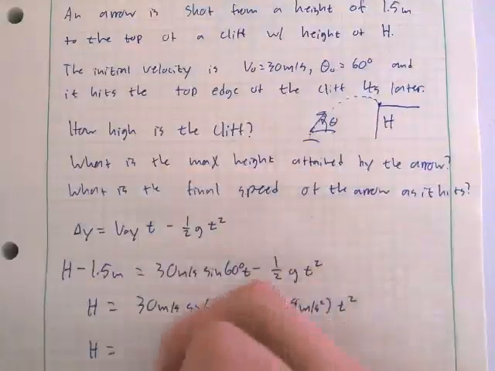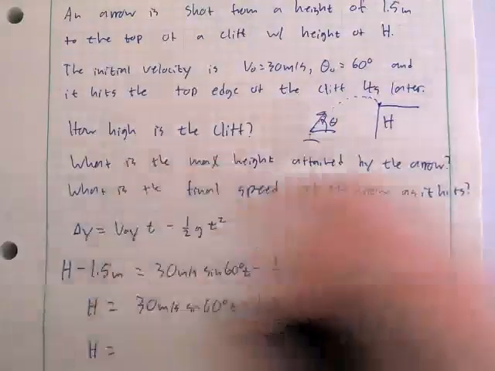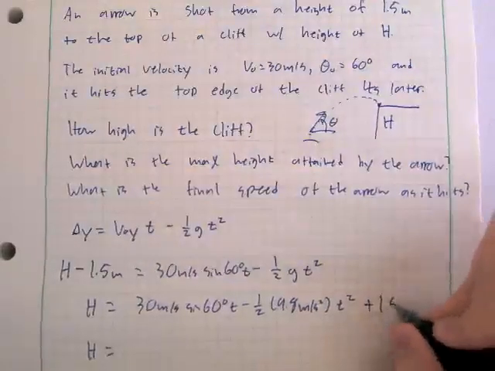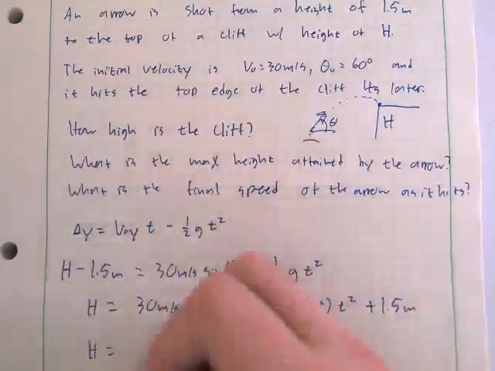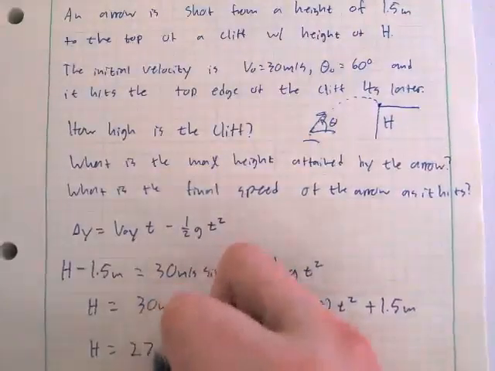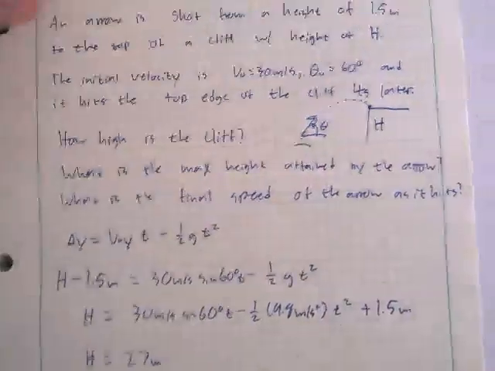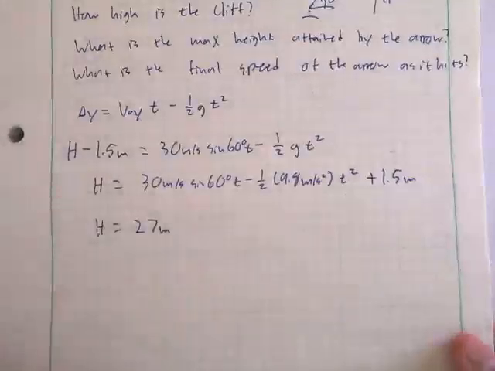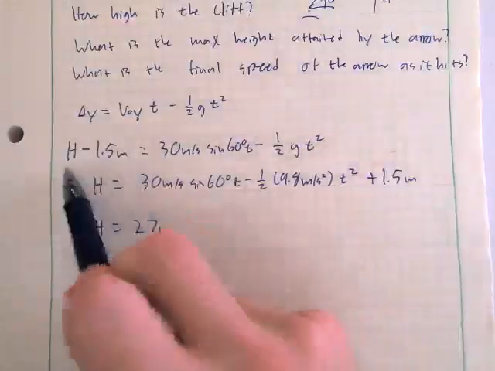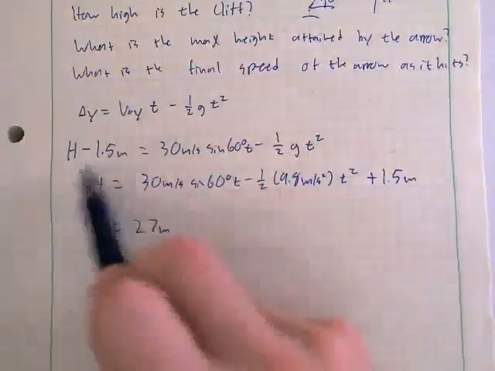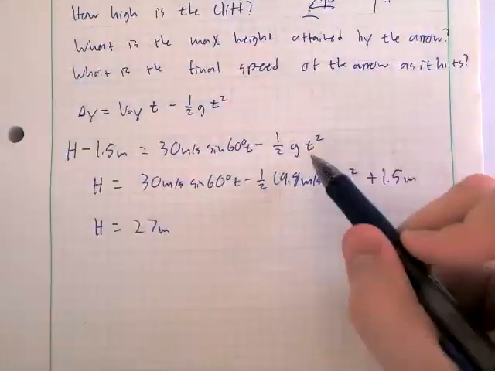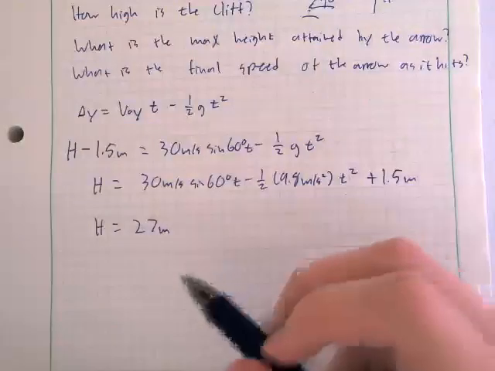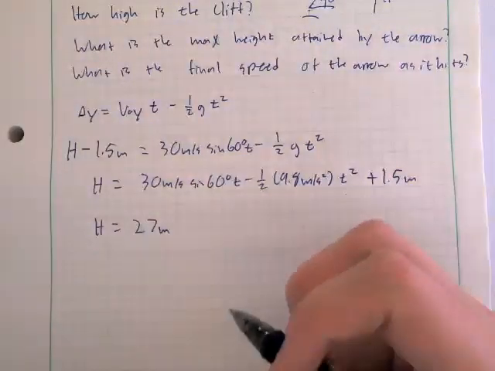H in this case is going to be about, also leaving off this factor of 1.5 meters, right? H in this case is going to be about 27 meters. So this is the height of our cliff, right? Delta y, where we ended up minus where we started. Our initial speed, we have to break it up using our trig. We have our acceleration, we have our time, so we can plug that all in. We get a height of 27 meters.